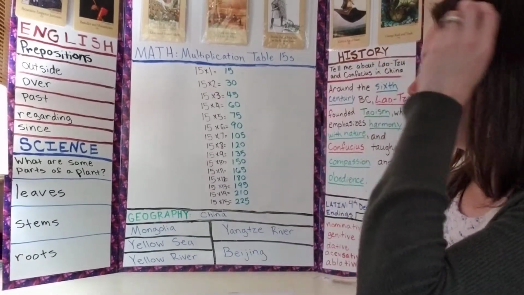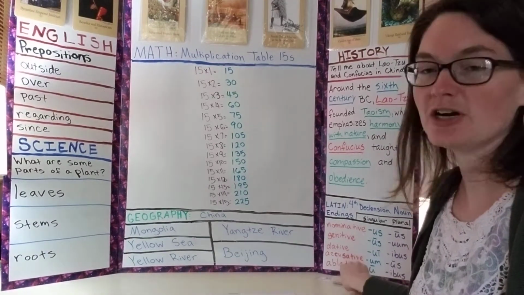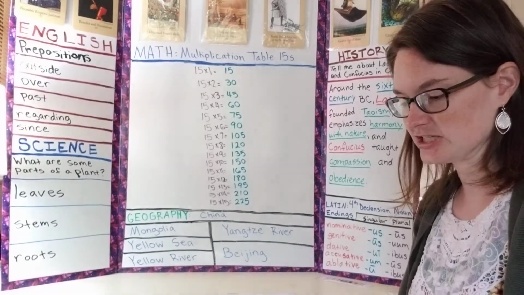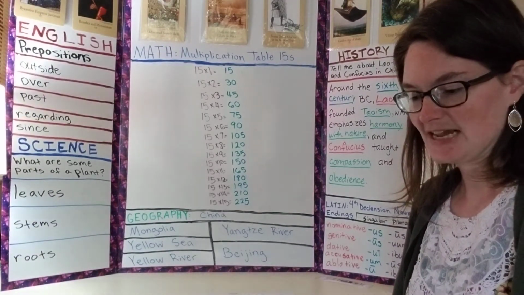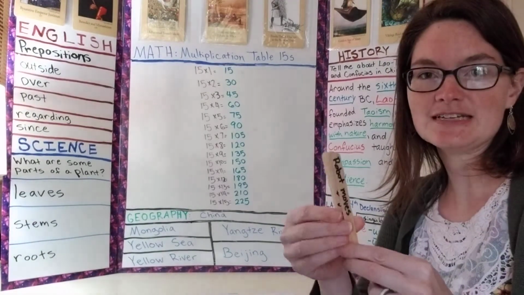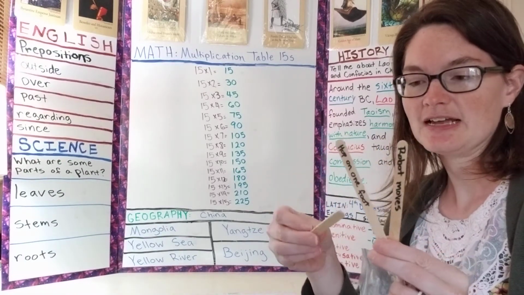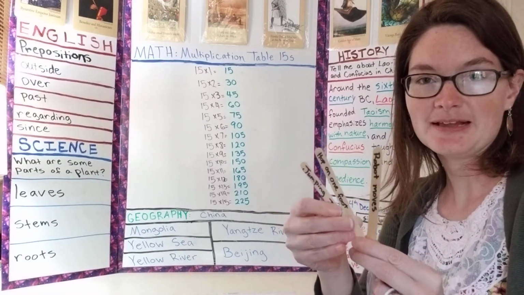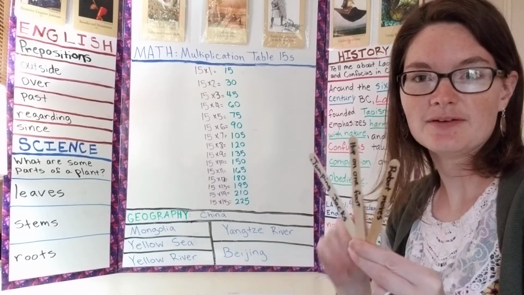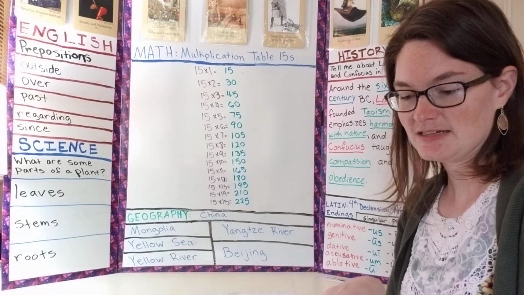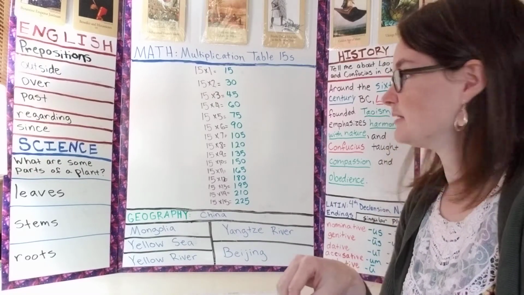And then for prepositions, for English, we're still doing our prepositions. And again, I did the action sticks. So I just take some craft sticks, some popsicle sticks, and a Sharpie, and I just write different actions or silly voices on them. I let the students each pick one, and we take turns doing that action while we say the prepositions we're learning this week.